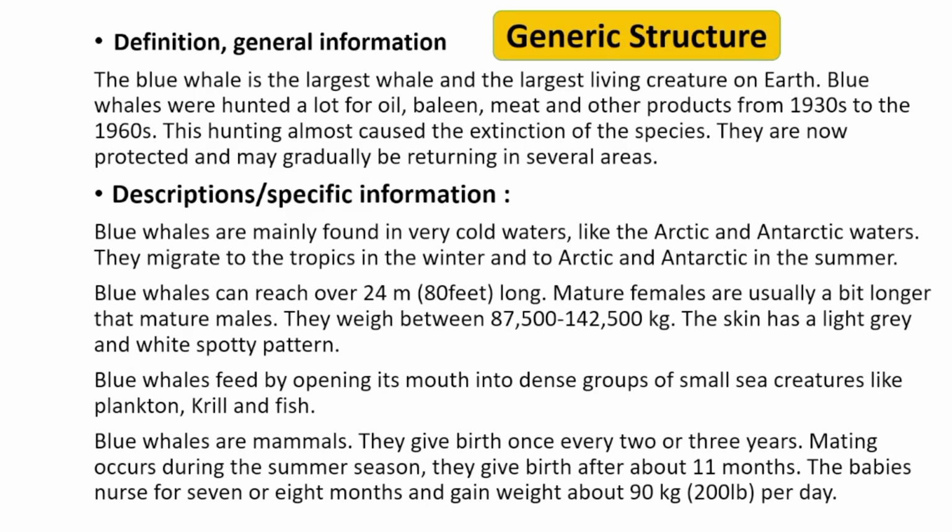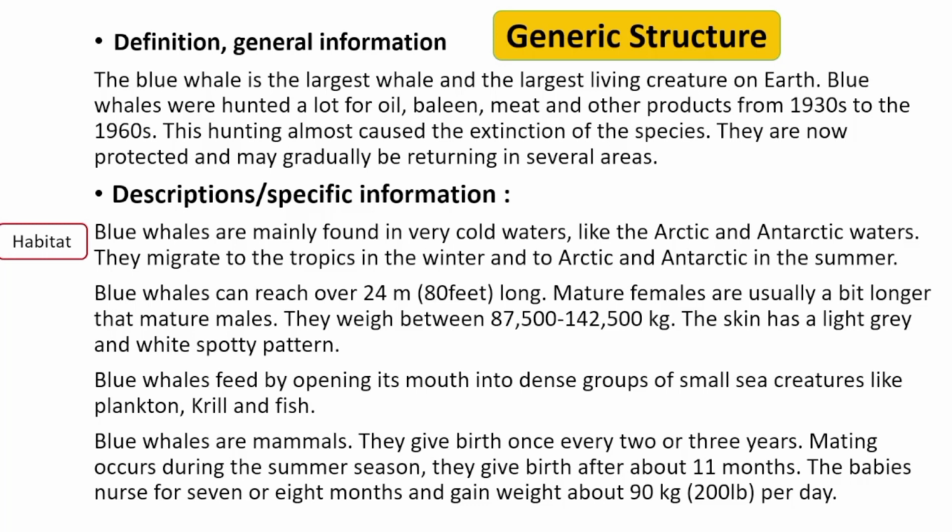Okay, so now let's determine the generic structure from this example. The first paragraph is the general classification. So here we can find the definition and general information about blue whales. And then description. The second paragraph is the habitat of blue whales. Yes, they are mainly found in very cold waters like the Arctic and Antarctic waters.